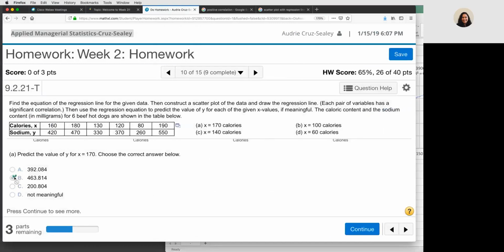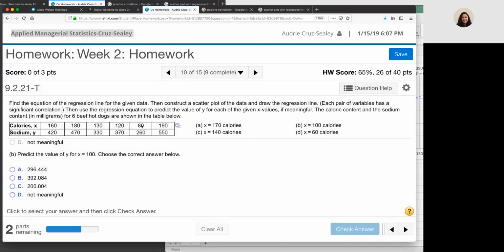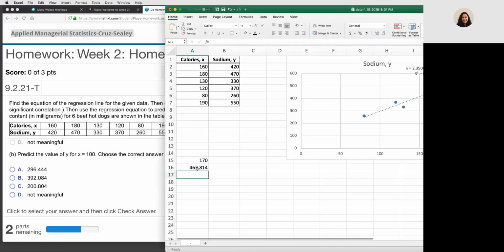There we go. The next one is 100. Now, if you look at your x values, the lowest x value I see is 80. The highest x value I see is 190. 100 is in between 80 and 190, so we can go ahead and compute this value. I'm going to change that 170 to 100. When I change it and hit enter, it changes the calculation automatically. So it's 296.444. So there's my A.